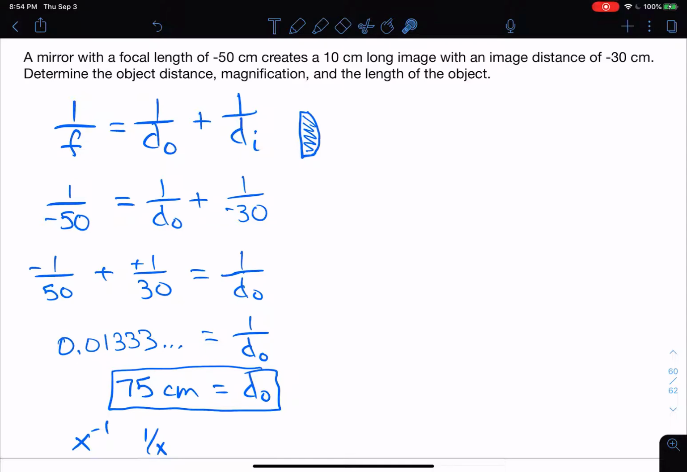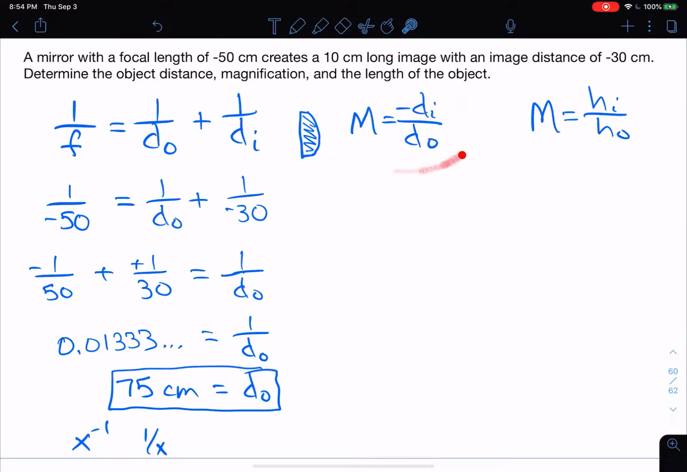All right, so now let's determine the magnification. We have two formulas for magnification. The negative of the image distance over the object distance, and we also have the image height over the object height. We're going to end up using both of these, but first, since we're calculating the magnification, we don't know the object height yet. That's actually one of the things we need to solve for. So we're going to use this one first. We know the image distance and the object distance. It's going to be straightforward to get the magnification.